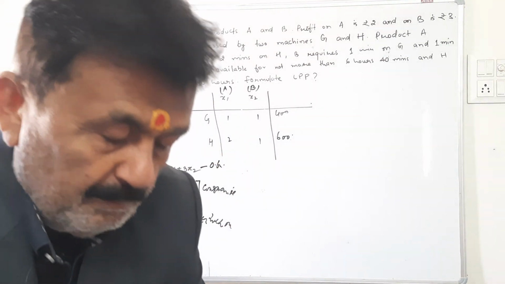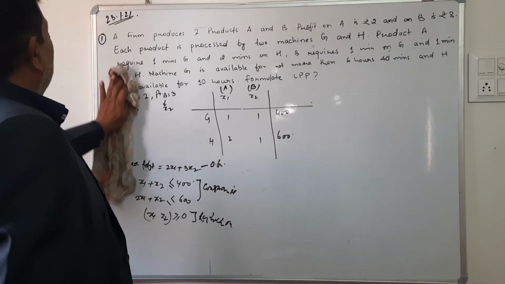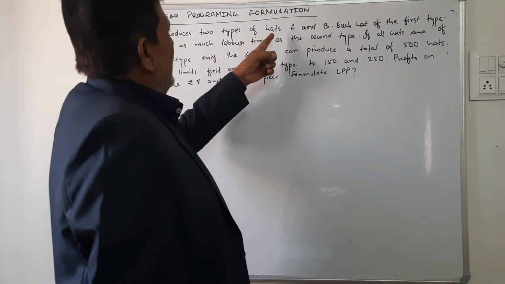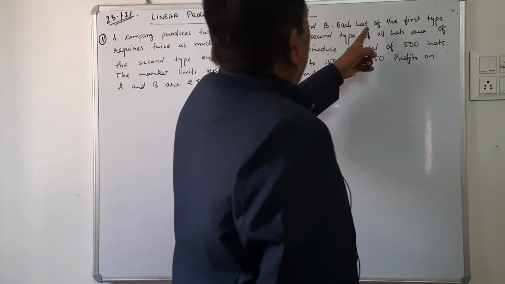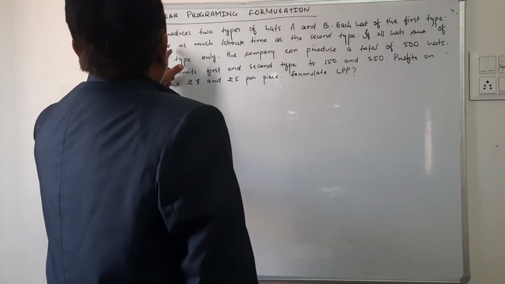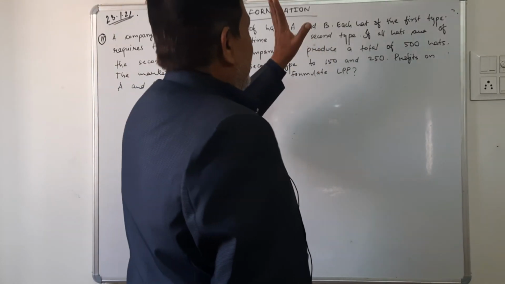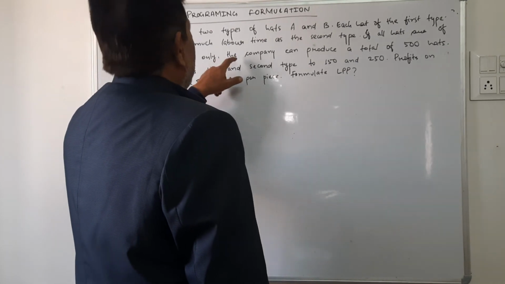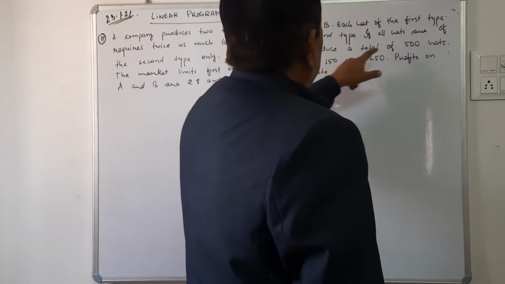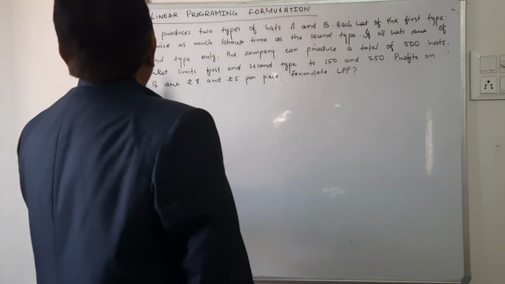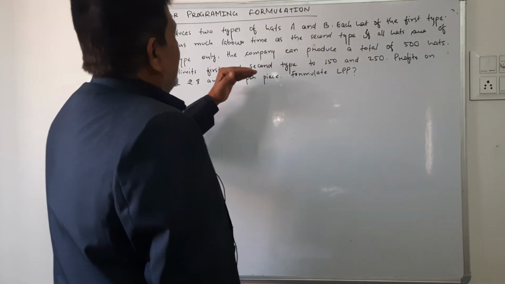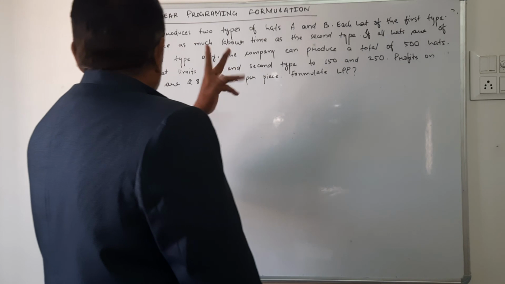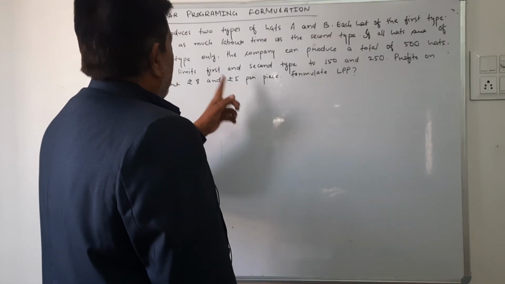Now let me take another example. This is the second sum. A company produces two types of hats, A and B. Each hat of the first type requires twice as much labor time as the second type if all hats are of the second type only. The company can produce a total of 500 hats. The market limits first and second type to 150 and 250. Profits on A and B hats are ₹8 and ₹5.